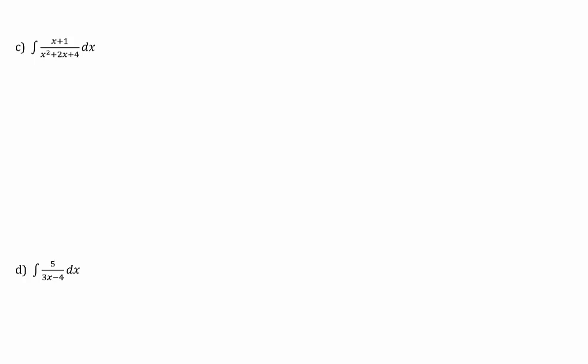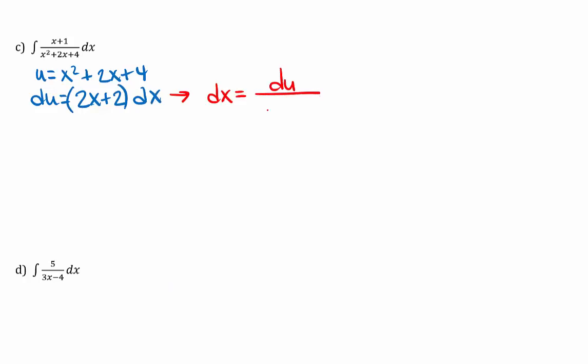Example C. For this one, I think I'm going to try the denominator as my u. So u is x squared plus 2x plus 4. Then my du would be 2x plus 2 dx. If I solve for dx, I get du divided by 2x plus 2. I'm going to rewrite my integral. So that denominator was my u, and the dx is a du divided by 2x plus 2.